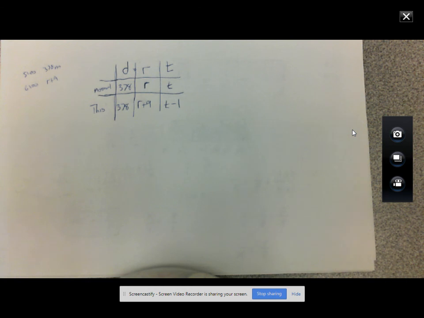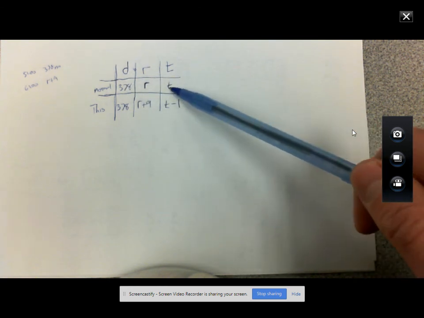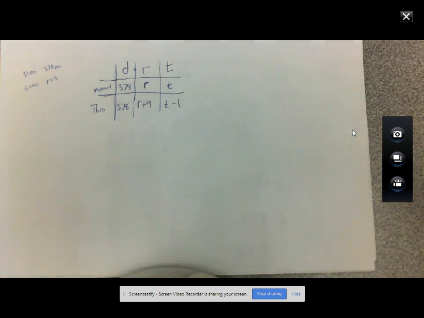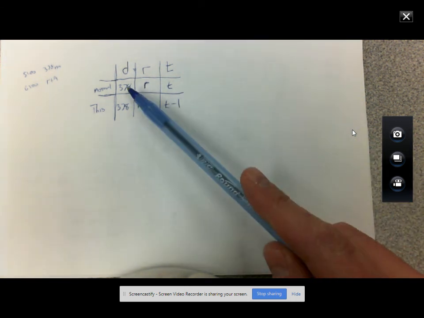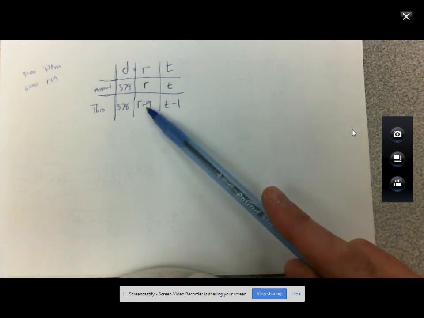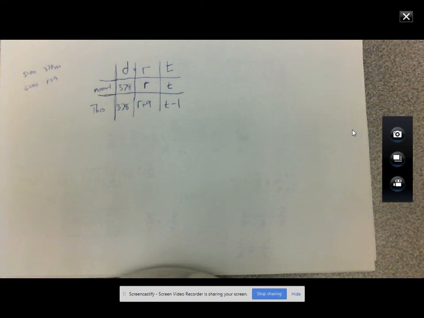That is by far one of the most difficult parts, is writing this table. The distance, the rate, and the time may or may not be the same depending on what's going on in the situation. All the problems are slightly different, and that is an issue. So we've got the distance was the same. The rate we don't know, the time we don't know. But we know that this week it's the rate plus 9 miles an hour and the time 1 hour shorter.